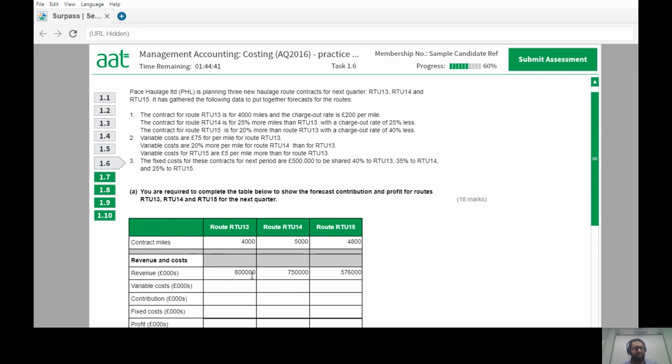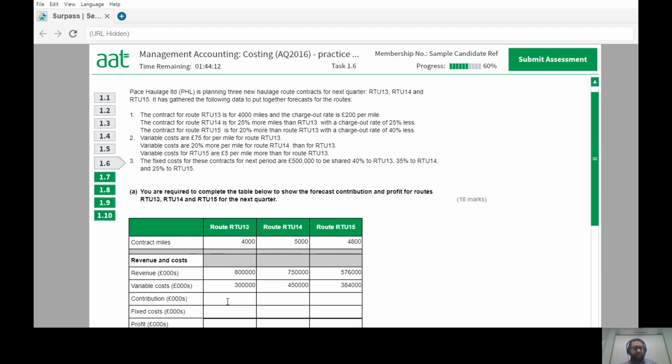Let's find my variable cost. 4,000 multiplied by 75. My variable cost there is going to be 300,000. Then 5,000 multiplied by 90 is going to be 450,000. It's a bit more there. 80 pounds multiplied by 4,800 miles is going to be 384,000. Okay, so we have all of that.